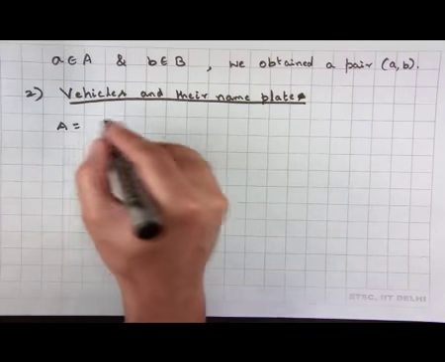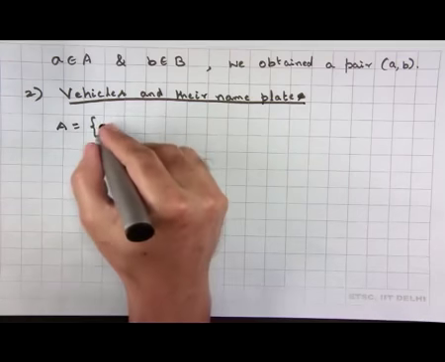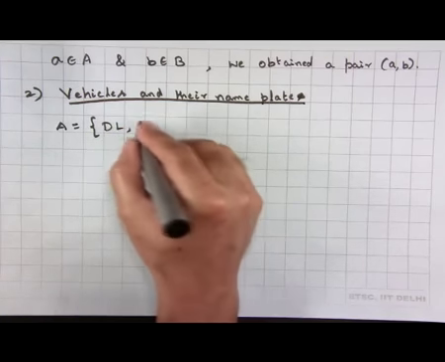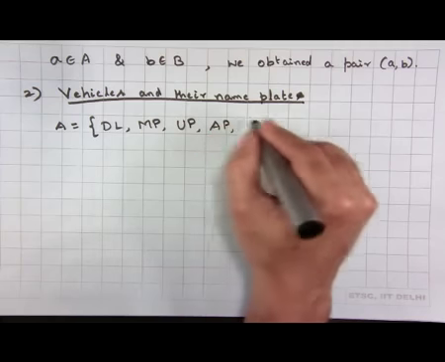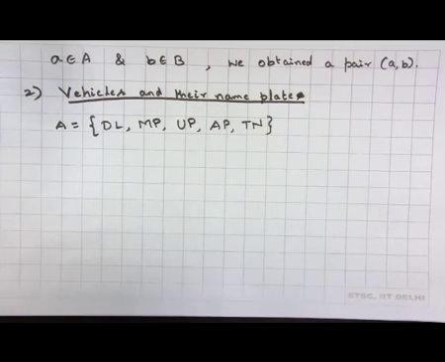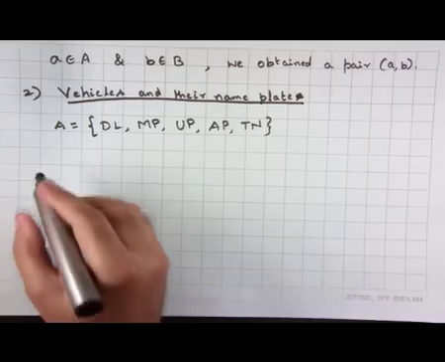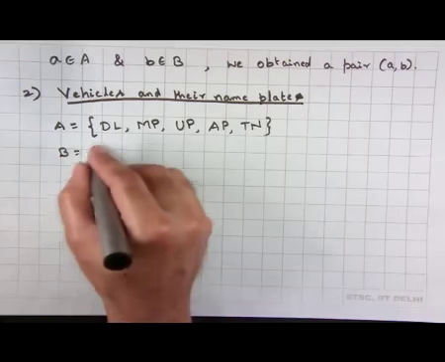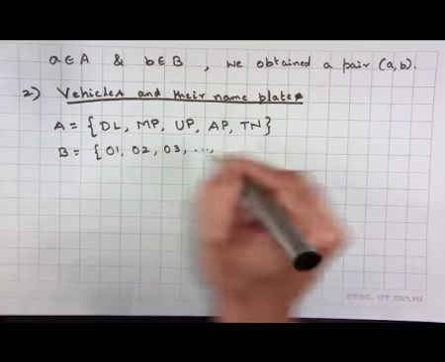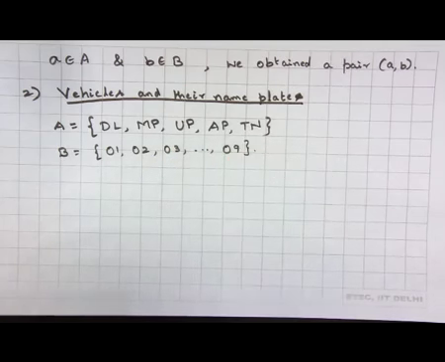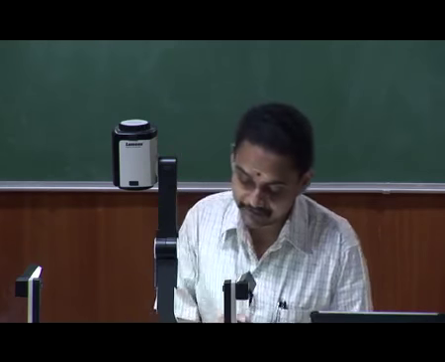Let A denote the set of some of the states, let me call it Delhi, Madhya Pradesh, Uttar Pradesh, Andhra Pradesh, Tamil Nadu. We have 5 states, and on the other hand let me have the set B as the numbers 01, 02 up to 09. What we have is 2 sets A and B. The first set A consisting of 5 states and the set B containing 9 numbers.